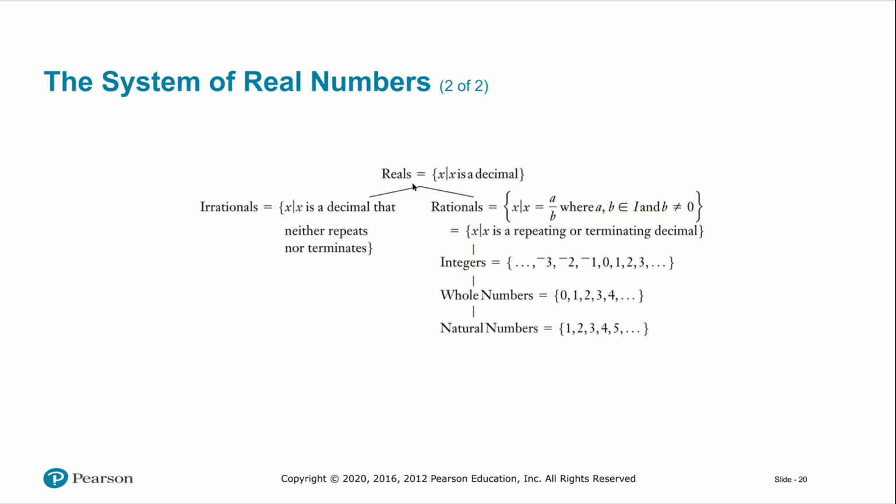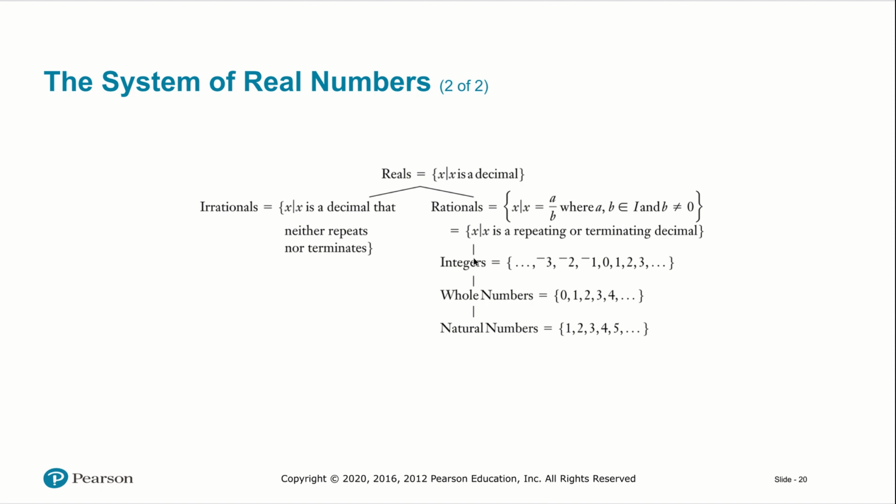So to summarize, I did this in a more graphic way for you in a previous video. Here's a more notational representation. The set of irrationals, remember, is all x such that x is a real number to begin with, and it's a decimal that neither repeats nor terminates, whereas the set of rationals can be shown in two ways. One is the classic way: all x such that x is a fraction where the numerator and denominator are integers and the denominator is not zero. Or we can say all x such that x is a repeating or terminating decimal.